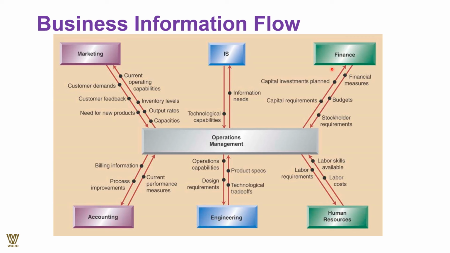Finance, on the other hand, is all about capital investment plans and capital requirements. The operation management will keep on telling you that. The financial people will talk about the financial measures, the budget, the stockholders' requirements. Similarly, for accounting, it's the current performance measures, billing information, process improvement. Operation design requirements are all about engineering: product specifications, technological trade-offs. Similarly, for human resources, the labor requirement will always be told to the human resource department. The human resource department, on the other hand, will share the labor skill availability and the cost thereof.